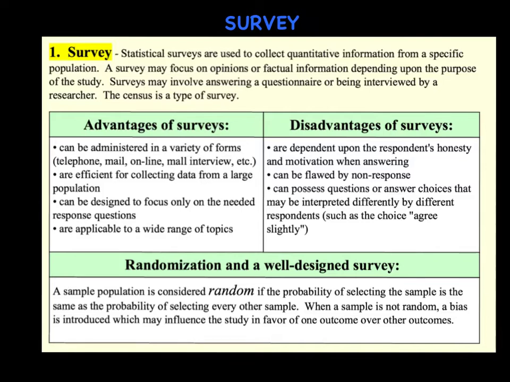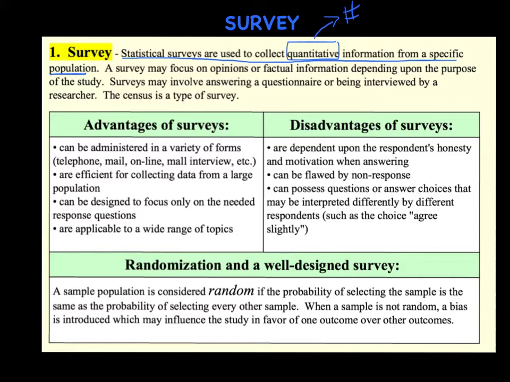So first sentence here, statistical surveys are used to collect quantitative information from a specific population. That's important. The biggest word there is quantitative. Quantitative information is information pertaining to numbers, like how many people prefer whipped cream on their pumpkin pie, for instance. I want to know the number of people that prefer that whipped cream. Or I could say, what's the number of people that use a Colgate brand toothpaste in the morning? That's a quantitative information example.